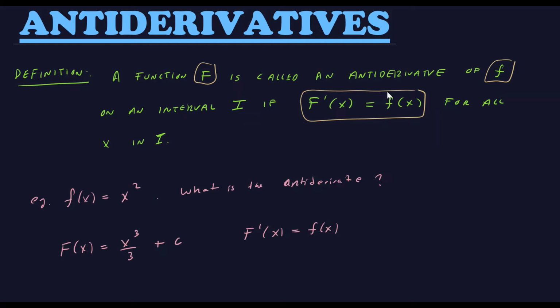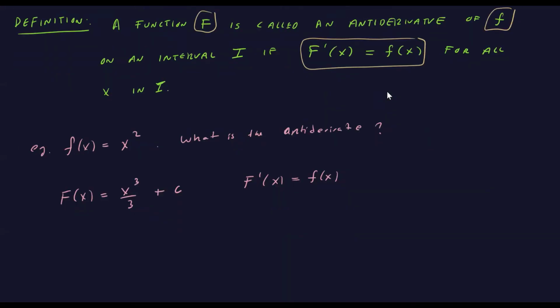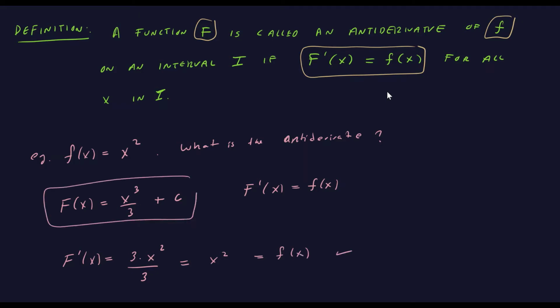I'm guessing this is my function because if I take its derivative, check this out. For differentiation, we know the power rule. We bring down the power, subtract 1 from the power, 2 over 3, and the derivative of a constant is 0. So we know this is equal to x squared. Check. This is equal to our little f of x. So that's why this is the antiderivative of this function.